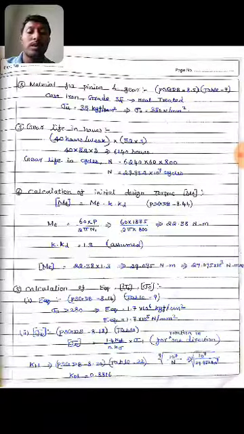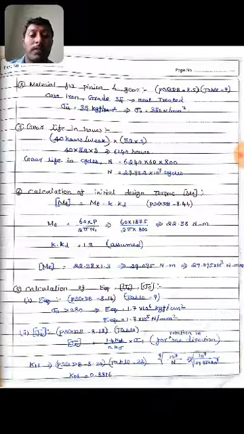So 29.095 Newton meter. We change into Newton mm means 29.095 into 10 to the power of 3 Newton mm. Step 5. Calculation of EEQ, design sigma B and design sigma C.